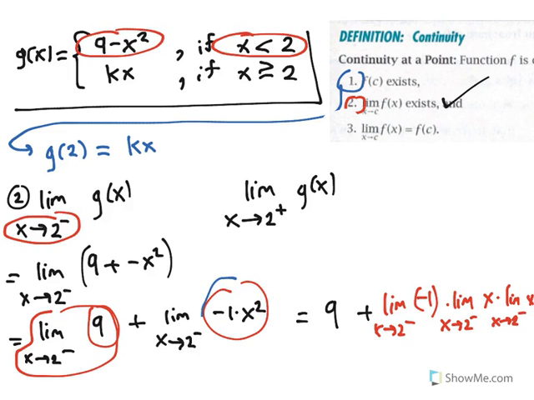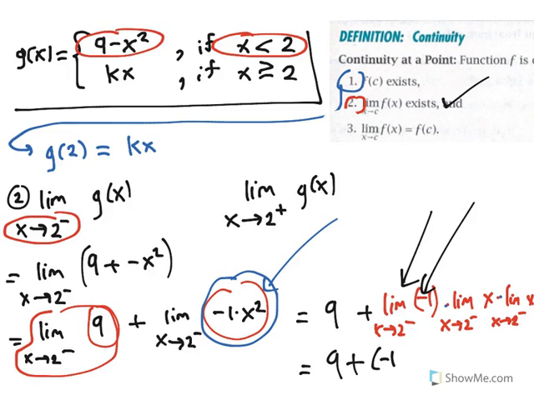So what am I using? I'm using the product property of limits. I have negative 1 times x here. So I use the product property of limits to rewrite that as a product of 3 limits. And then this one here is a constant function. Negative 1 is a constant function, so that'll be negative 1. And that's the property for finding limits of constants.